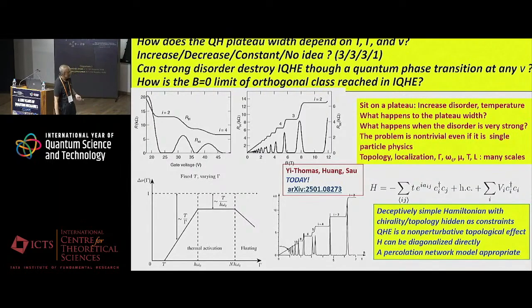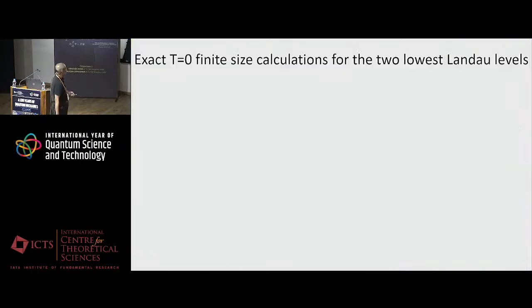Okay. That's a deceptively simple Hamiltonian, because all the other physics, like chirality and topology, are hidden as constraints, because the quantum Hall effect is a non-trivial, non-perturbative effect. But fortunately, this Hamiltonian, with today's computers, we can diagonalize very accurately for very large systems, since it's a non-interacting problem, even with disorder, okay? And we did that. That's what Stuart did.